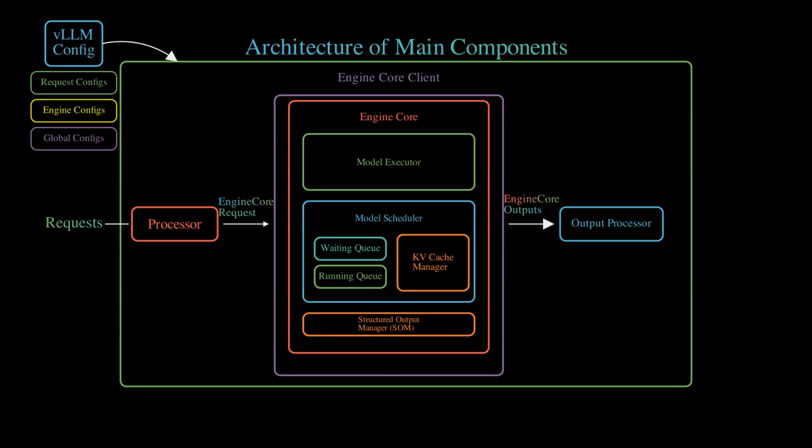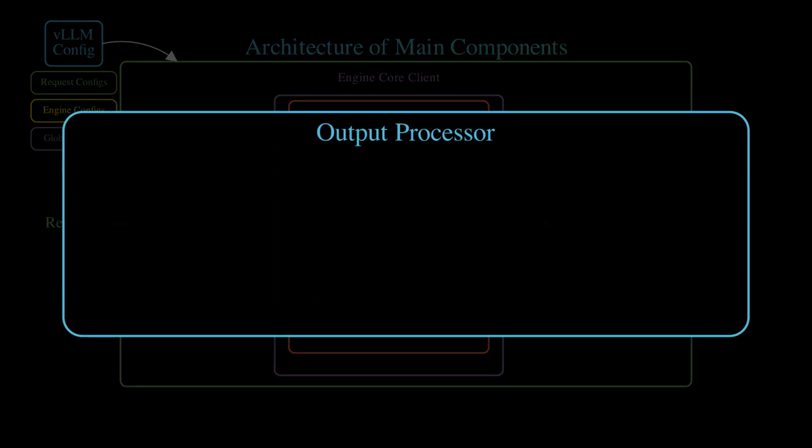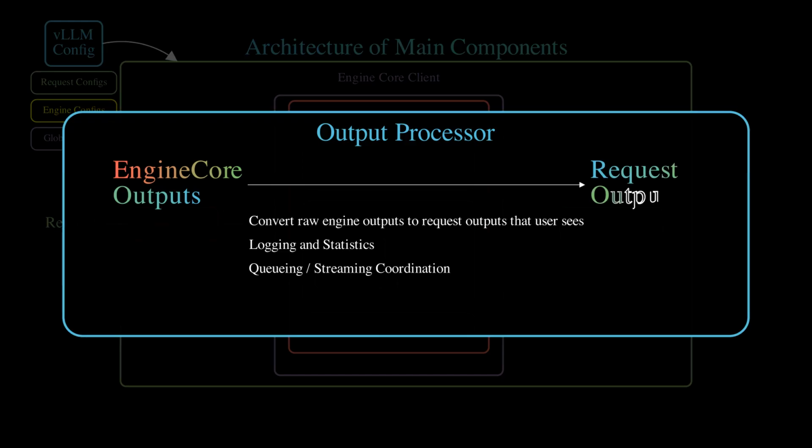The output processor converts raw engine outputs into the request outputs that users see. It also handles logging and statistics, as well as queuing and streaming coordination.